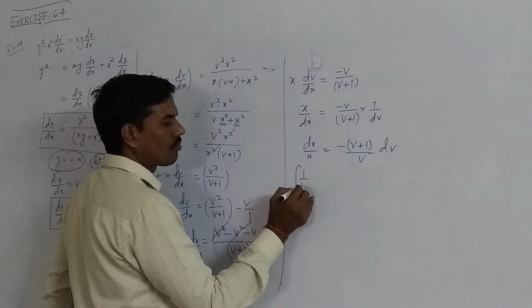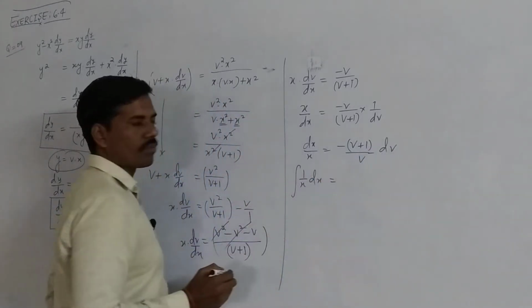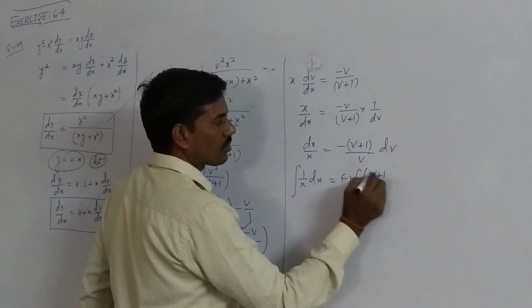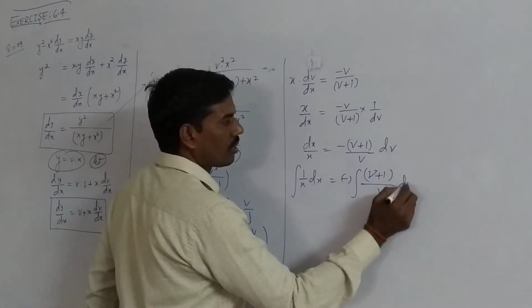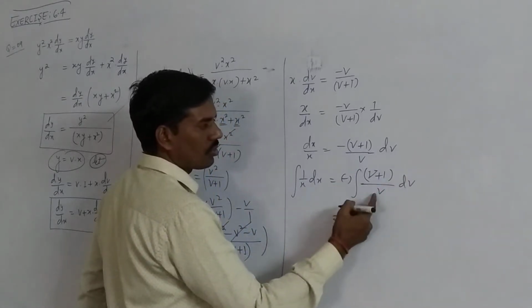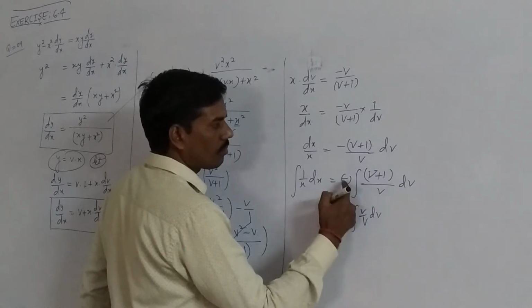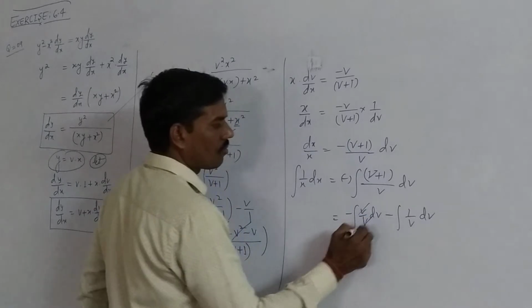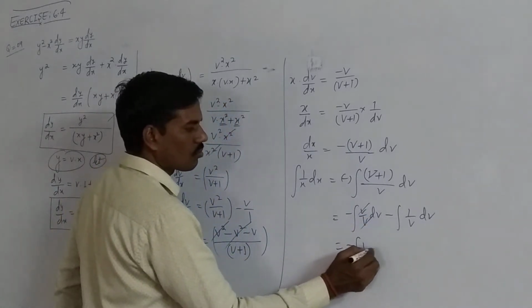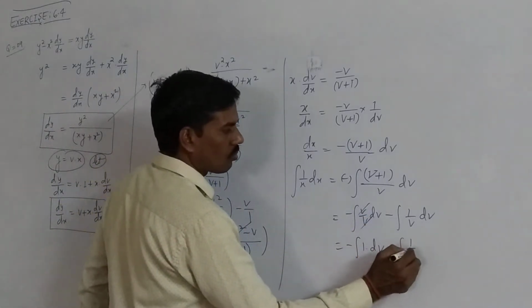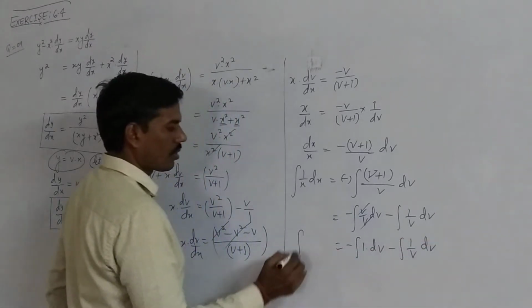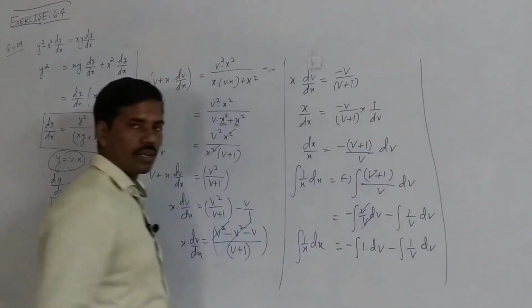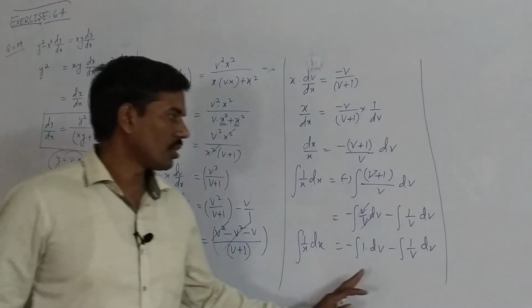Taking integral of both the sides: integral of 1 upon x dx is equal to minus integral of (v plus 1) upon v dv, and this one is equal to minus integral of v upon v dv minus integral of 1 upon v dv. v and v get cancelled: minus 1 dv minus 1 upon v dv, and here we have 1 upon x dx. Okay, clear, so easy. There should not be any difficulty.